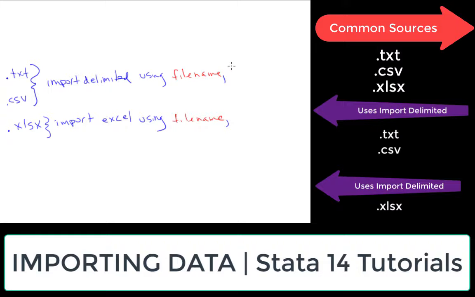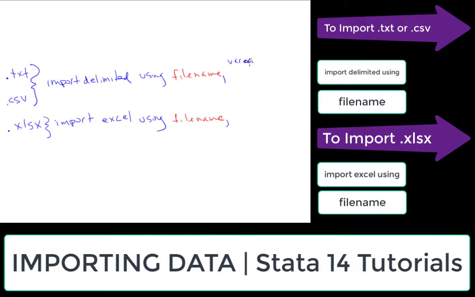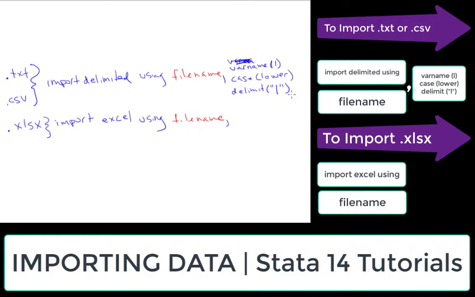So for import delimited, the ones that I think are most relevant are specifying the variable name on the first row, which is varnames and then the row number. Specifying that you want all the variables to be imported in lowercase, which is case(lower), and specifying what the delimiter is. One delimiter we often use is the vertical line, so it would be shown just like this: delimiter("|"). For import excel, probably the ones that we'll use most often are again specifying that the variables all be imported in lowercase, and also that the first row of the data specifies the variable names.